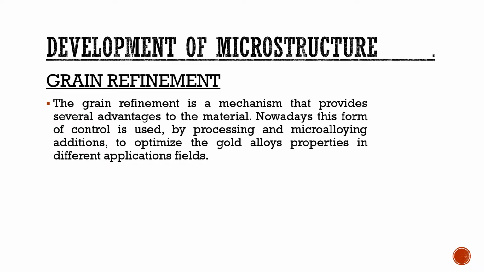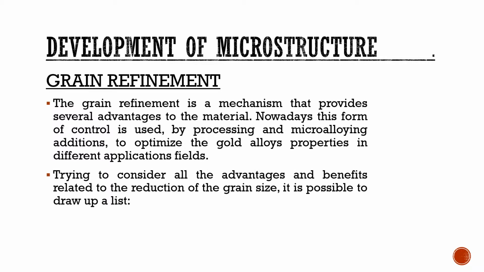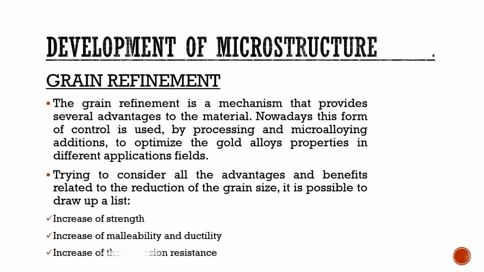So moving on to development of microstructure. Grain refinement. The grain refinement is a mechanism that provides several advantages to the material. Nowadays, this form of control is used by processing and microalloying additions to optimize the gold alloy's properties in different application fields. Trying to consider all the advantages and benefits related to the reduction of the grain size, it is possible to draw up a list. Increase of strength, increase of malleability and ductility, increase of the corrosion resistance.